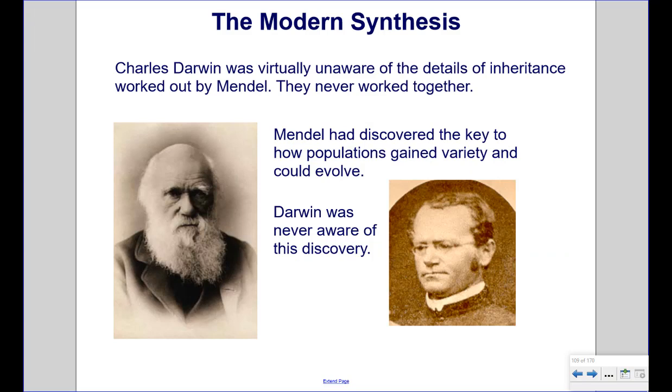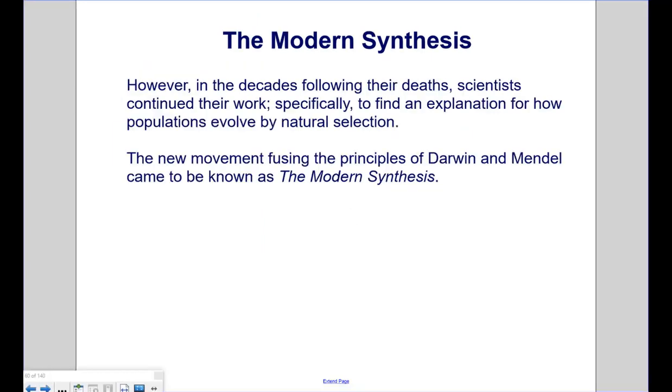The modern synthesis. Charles Darwin was virtually unaware of the details of inheritance worked out by Mendel. They never worked together. Mendel had discovered the key to how populations gain variety and could evolve. Darwin was never aware of this discovery. However, in the decades following their deaths, scientists continued their work, specifically to find an explanation for how populations evolve by natural selection. The new movement, fusing the principles of Darwin and Mendel, came to be known as the modern synthesis.